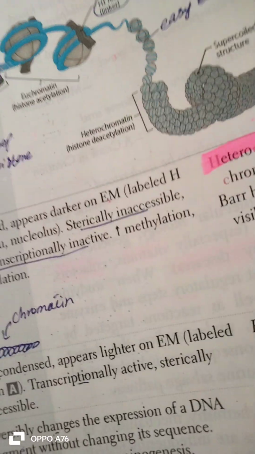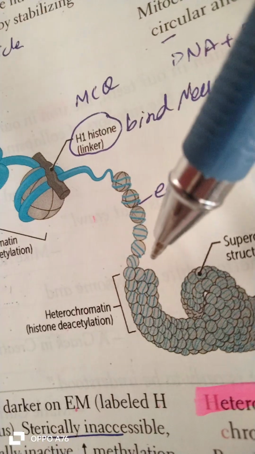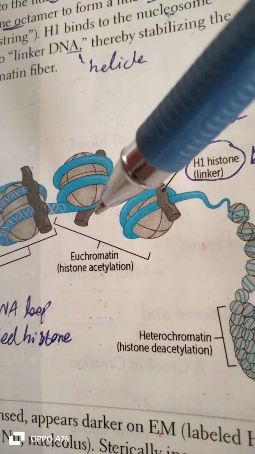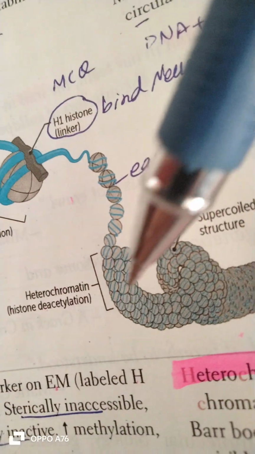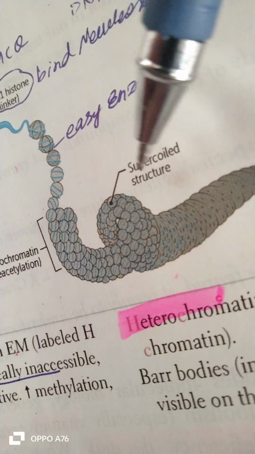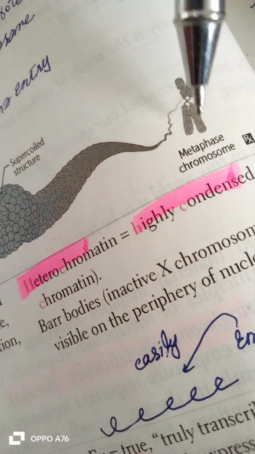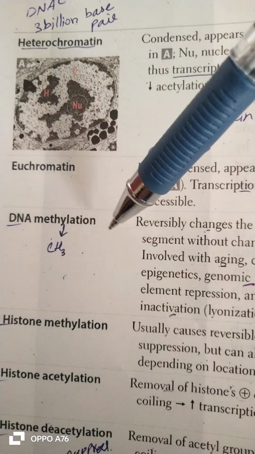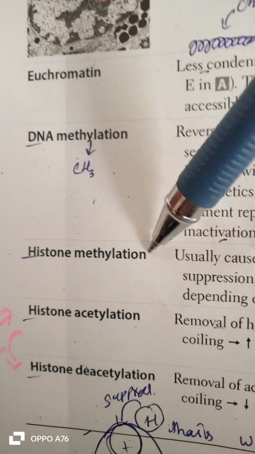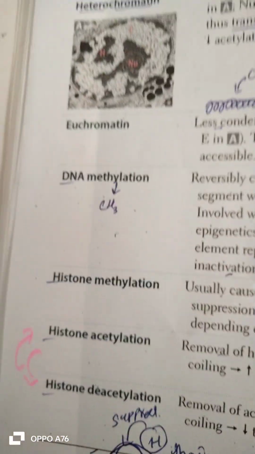This is the nucleosome, and here we see the heterochromatin. This is the condensed form. This is separated. It's eukaryotic and condensed. It's histone deacetylation and a supercoiled structure. Then it goes to the metaphase chromosome. Now we will study heterochromatin. What is euchromatin? What is DNA methylation, histone methylation, histone acetylation, histone deacetylation?